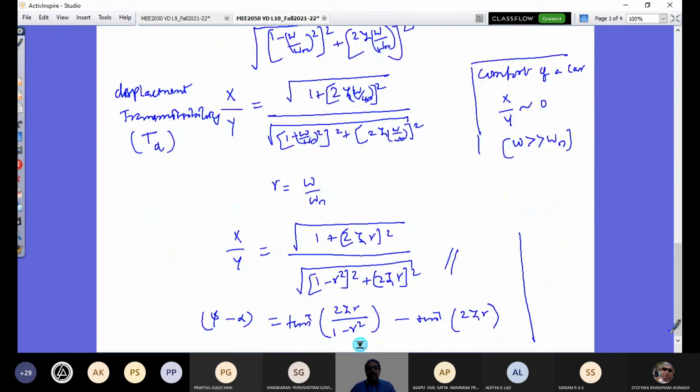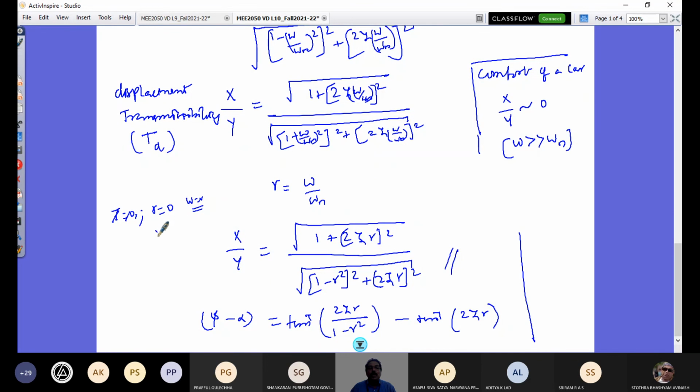So look at this equation. When can x by y be 1? When I put zeta equal to 0, this is 0, this is 0, and here it is 1 by r squared, right? The zeta value is 0, x by y is that. That is for an undamped system, where the damper is not present. Instead, if I put r equal to 0, which means zero frequency excitation, a degenerate system, so omega is 0, this is 0, this is 0, and that gives 1. That's what you see in the graph.